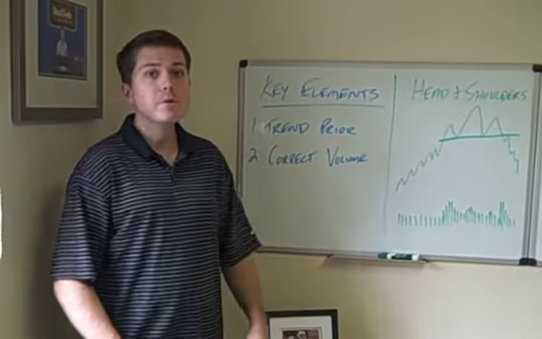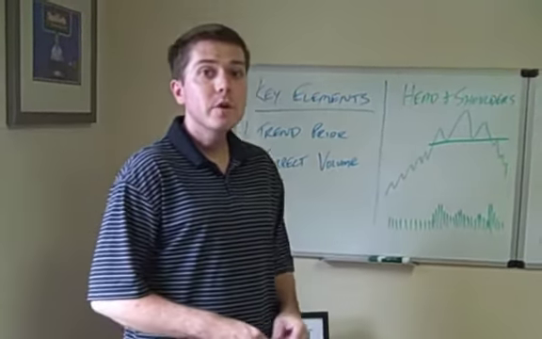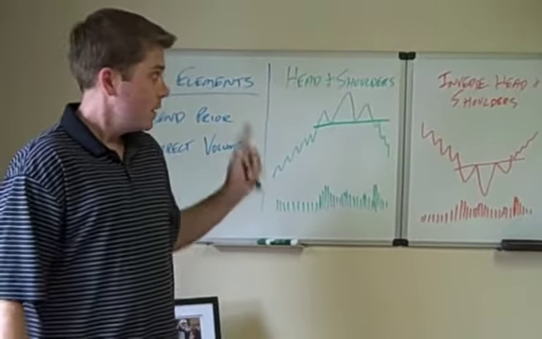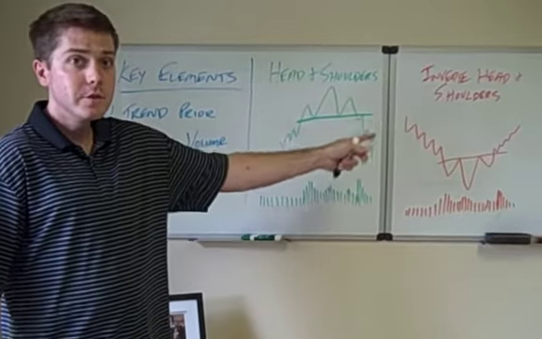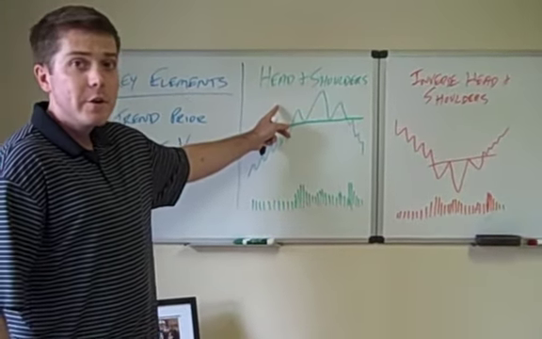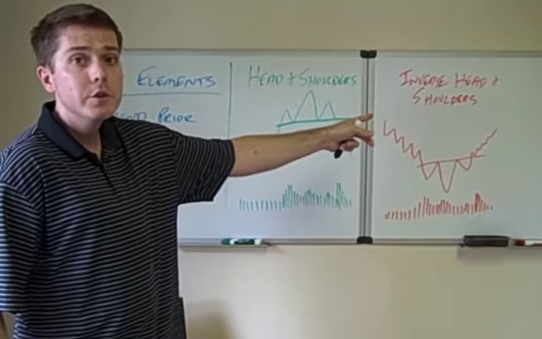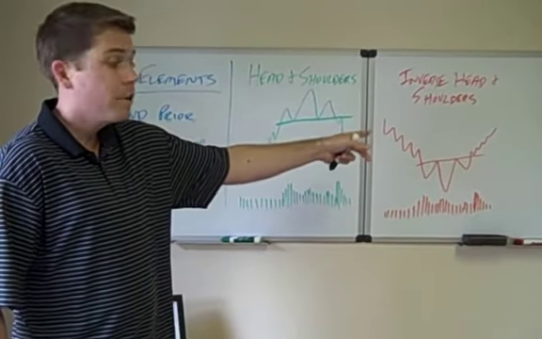Let's take a look at the imagery so I can give you a little bit better feel of what I'm talking about. So a head and shoulders pattern, there's two types. Head and shoulders, inverse head and shoulders. Head and shoulders is bearish, it's a reversal of an uptrend. Inverse head and shoulders is bullish, it's a reversal of a downtrend.